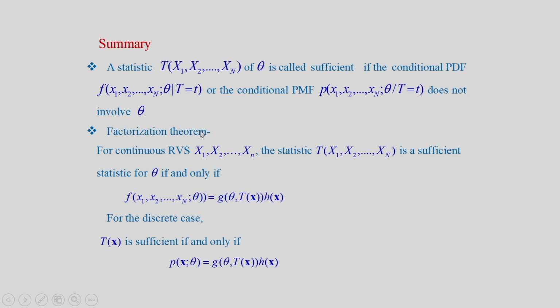Then we discussed the factorization theorem. For continuous random variables X1, X2 up to Xn, this statistic T(X1, X2 up to Xn) is a sufficient statistic for theta if and only if we can factorize the joint PDF as two factors. One factor g is a function of theta and T(x), and the other one is h(x), which is simply a function of X1, X2 up to Xn. For the discrete case, T(x) is a sufficient statistic if and only if the joint PMF is the product of these two factors.